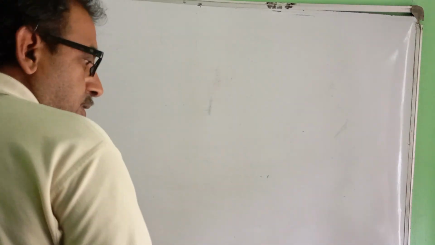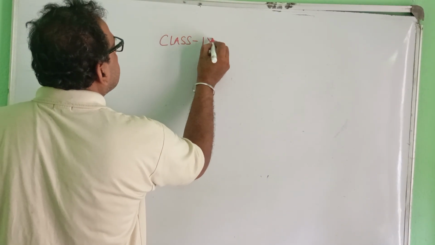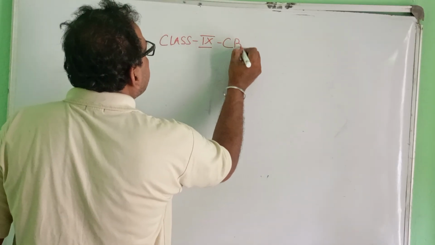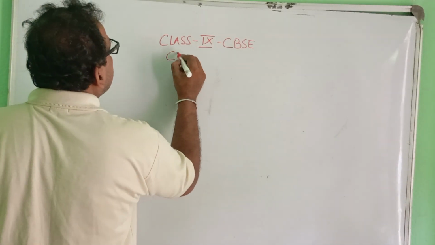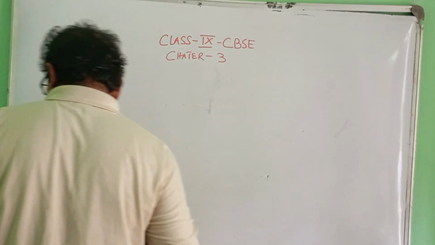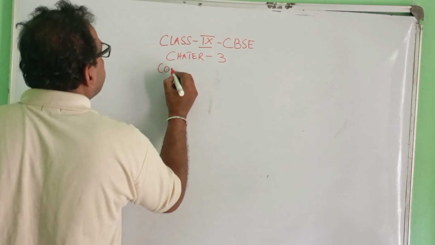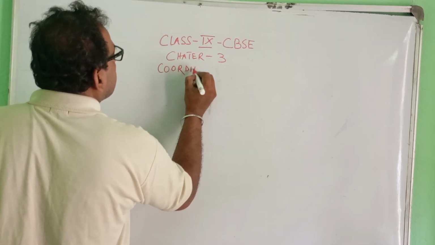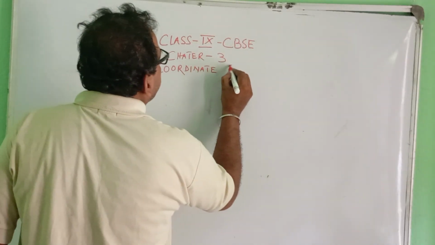Today basically we are discussing class 9 CBSE, chapter 3. What is chapter 3? Coordinate geometry.